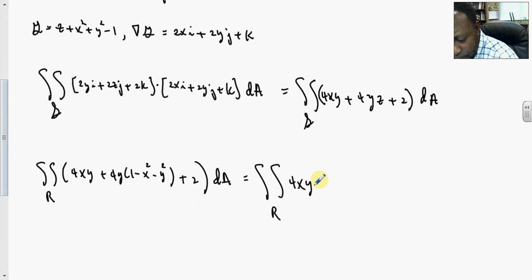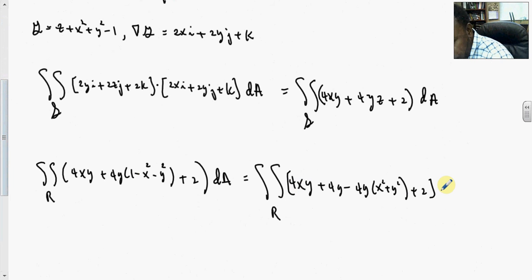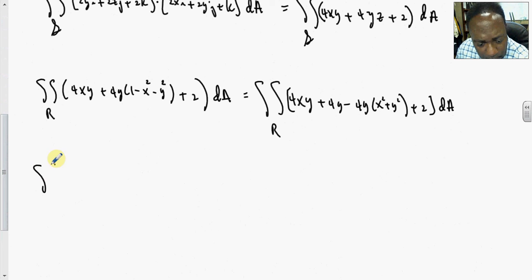Simplify that again. This is 4xy plus 4y minus 4. Let's leave that so I can show you something. So this is 4y times 1, and then minus 4y times x squared plus y squared, that's plus 2 dA. Now I'm going to convert to cylindrical coordinates.